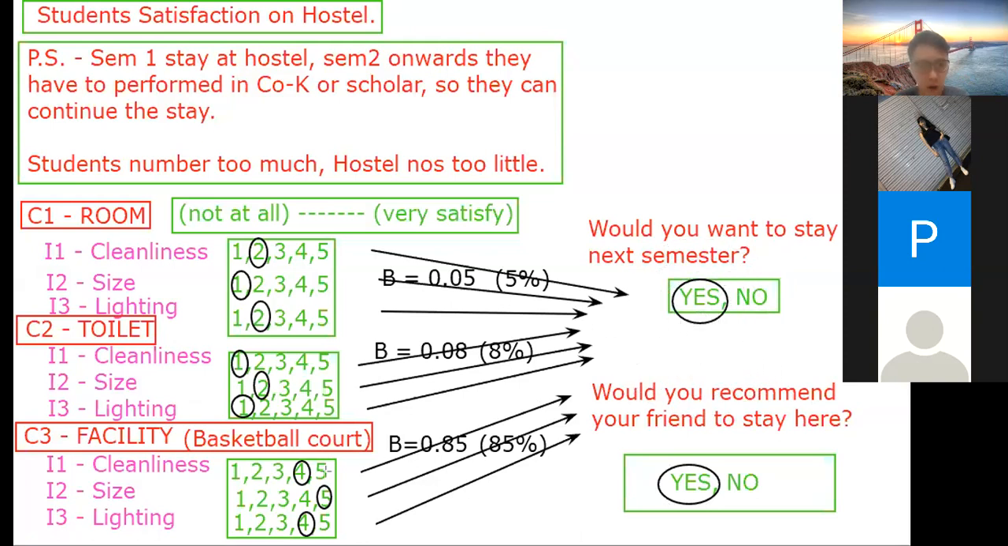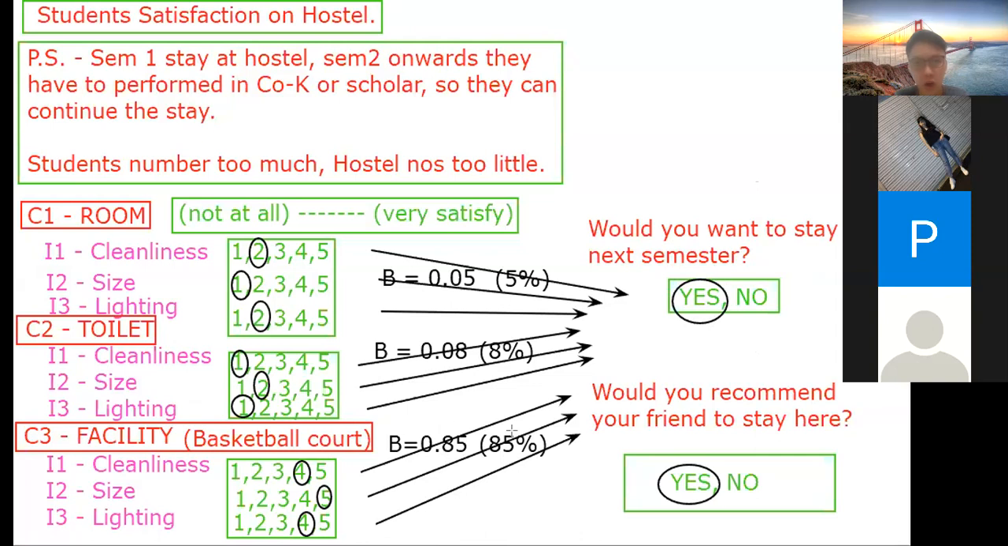But when I do correlations, I see things in more detail. Not only do they will still stay, we know that, we also know why they stay. They stay because of the basketball. You get what I'm trying to say? If I erase the left part and ask, would you want to stay? The answer is yes. You only know they want to stay.